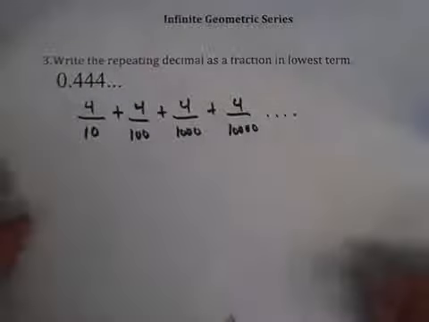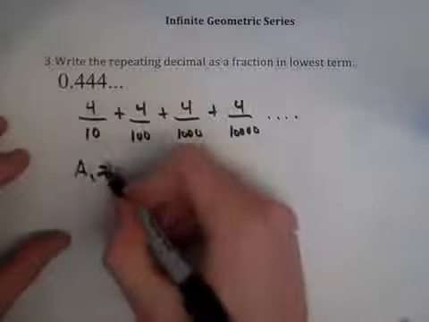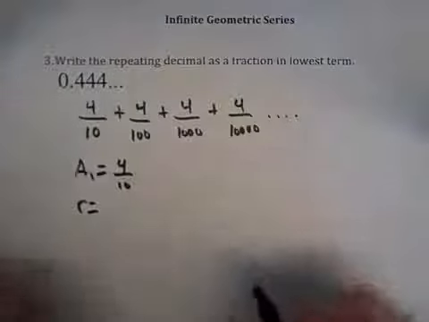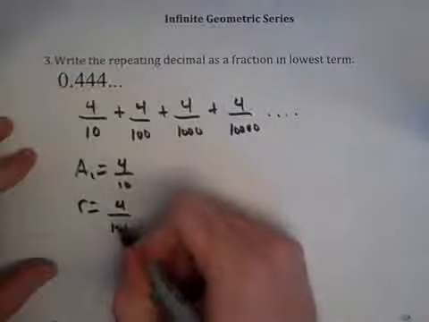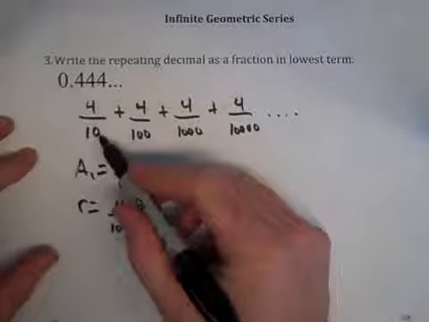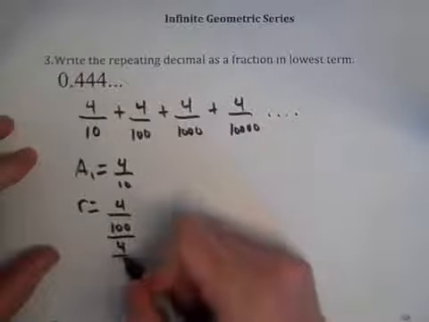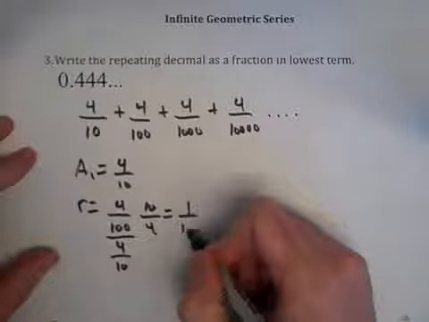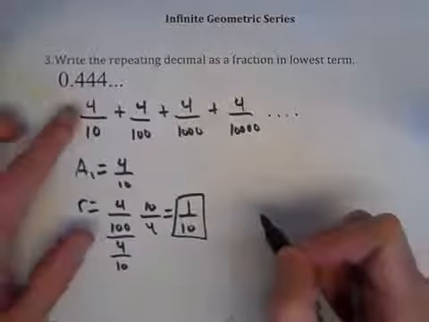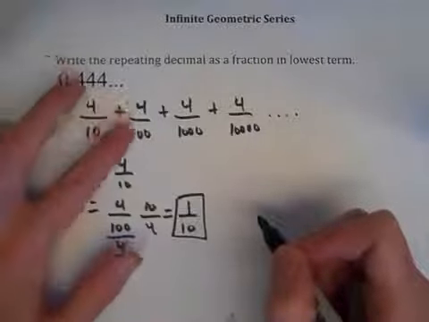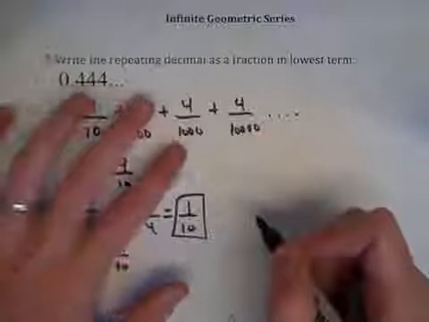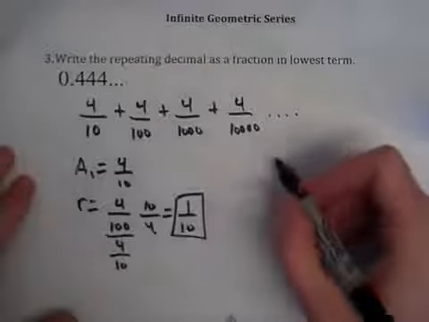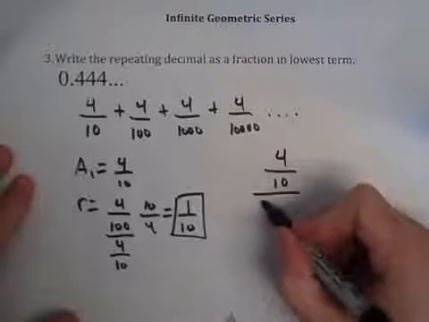So this is an infinite geometric series. The first term is 4 over 10, and the common ratio, well, I might not see the common ratio right away, so let's figure it out. I take the second term and divide it by the first term. Common ratio is 1/10. That should make sense. If I multiply 4 over 10 by 1 over 10, I get 4 over 100. Multiply 4 over 100 by 1 over 10, I get 4 over 1,000. So we throw it into the formula that we proved in example 1, and we are going to get something like this.